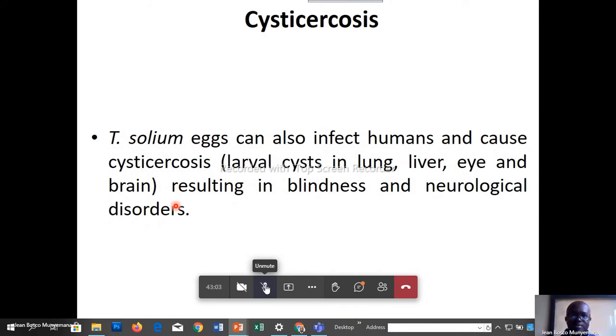For Taenia solium, this is now a special case for Taenia solium only, the pork tapeworm. Taenia solium eggs can also infect humans and cause cysticercosis, with larval cysts in the lung, liver, heart, and brain, resulting in blindness and neurological disorders like epilepsy. So this is among the taenias the complicated case, because this can progress to death very rapidly.